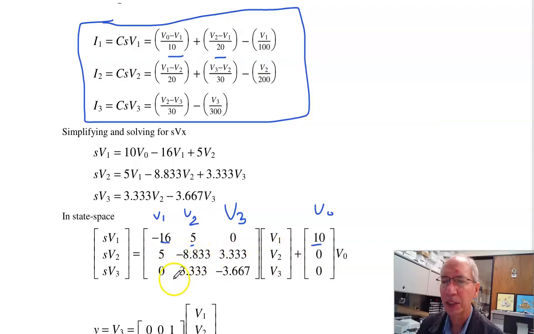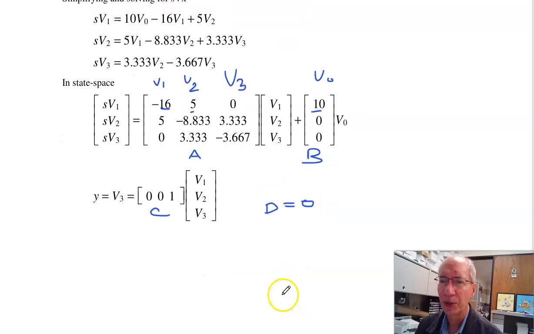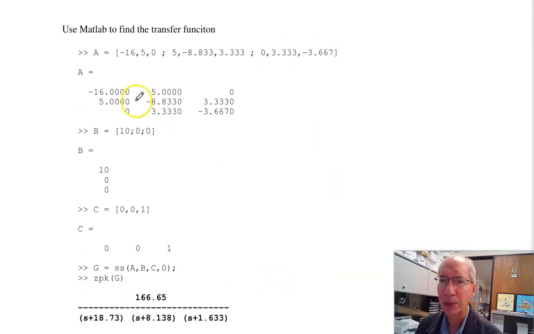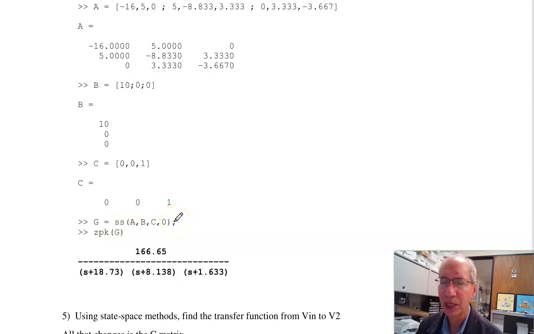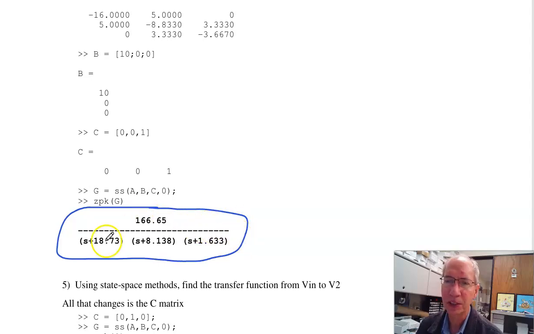Likewise the second equation, third equation. My output is V3 of the three states. Here's how I pick it out. So this is your A matrix, your B matrix, your C matrix, and D equals 0. Throw that in MATLAB: input the A matrix, B matrix, C matrix, D is 0. Find the transfer function, and poof, there's the transfer function from Vn to V3.